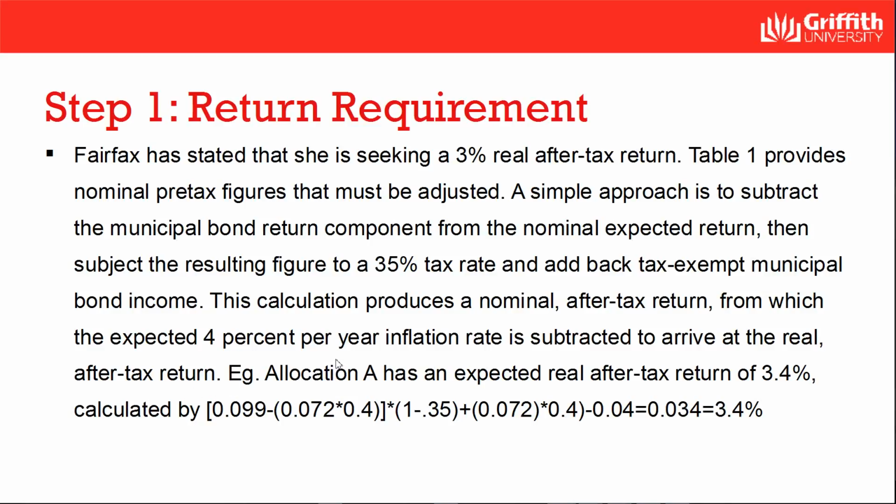For example, portfolio A has an expected real after-tax return of 3.4%, calculated as follows: 9.9% is the nominal expected return, minus the municipal bond rate of return times the inflation rate, in big brackets, multiplied by 1 minus the tax rate of 35%, plus the municipal bond rate times the inflation rate. Work out the bracket, minus the 4% inflation rate, gives us 3.4%.